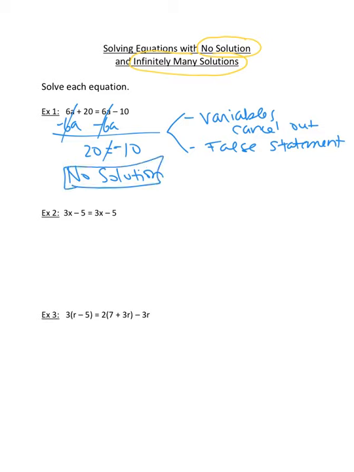Okay, and what that means is that there's no possible number for a. There's no number that a could be replaced with that will give you the left side of the equal sign equal to the right side of the equal sign.